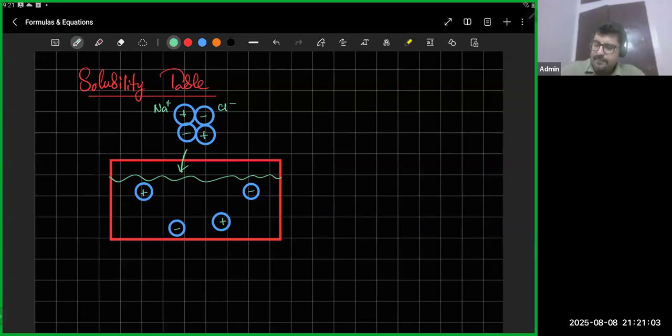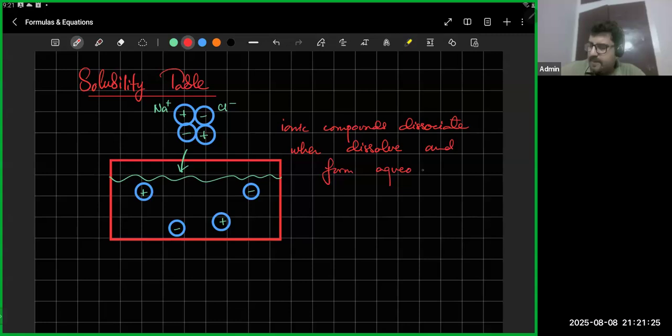So ionic compounds dissociate when they dissolve in aqueous solutions, and form aqueous ions. That's also something that you have to remember always. It's also something very important and very hard to remember. So make sure you keep that.